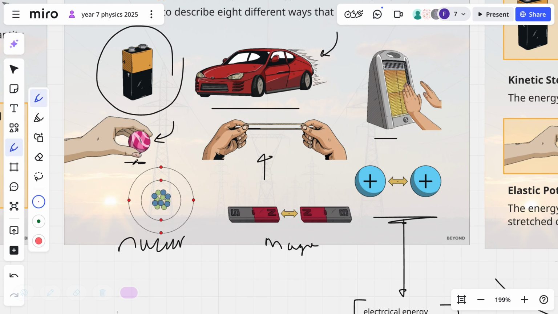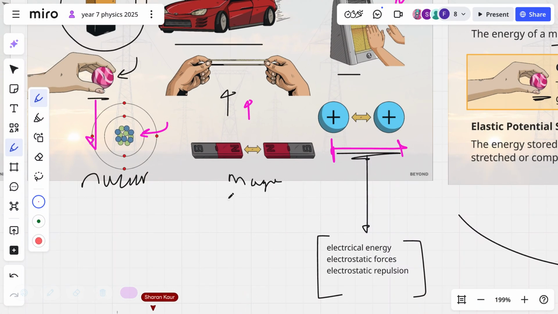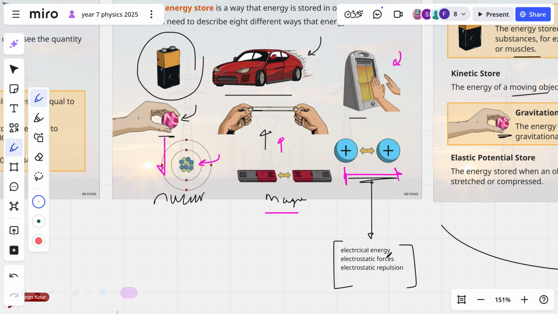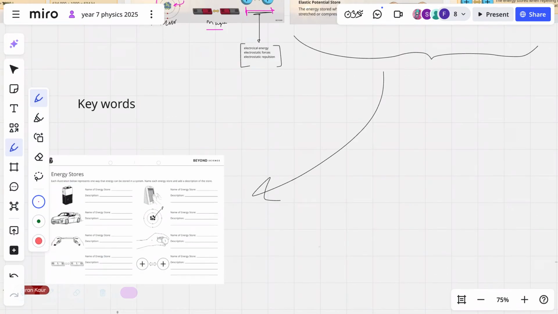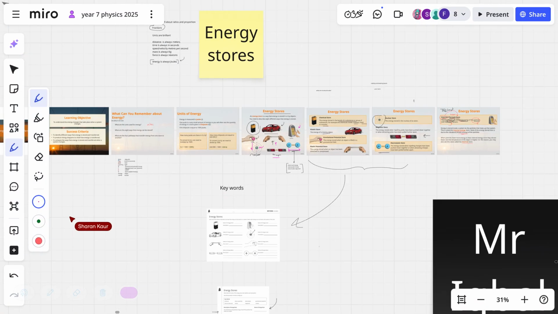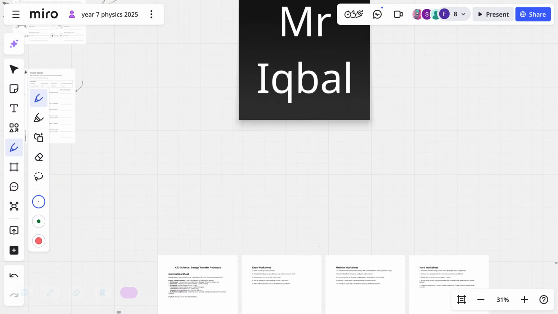When you hold a ball off the ground, this is gravitational, this is nuclear, this is elastic, this is heat, this is electrostatic, and this is magnetic. Now, don't worry too much about these. I've gone through them quite quickly. We did do them a couple of weeks ago, and you're more than welcome to go over this lesson.